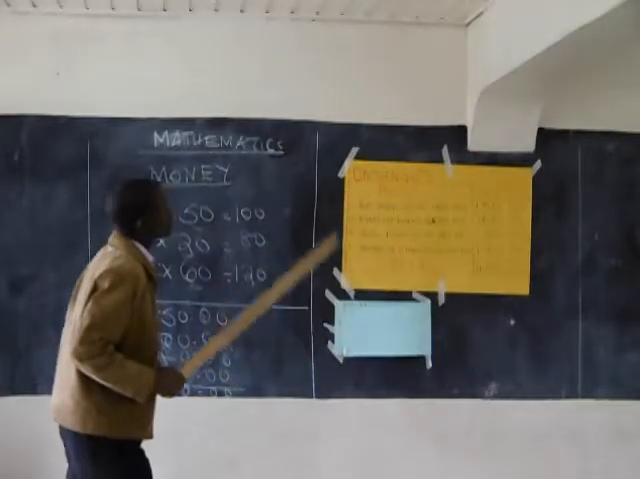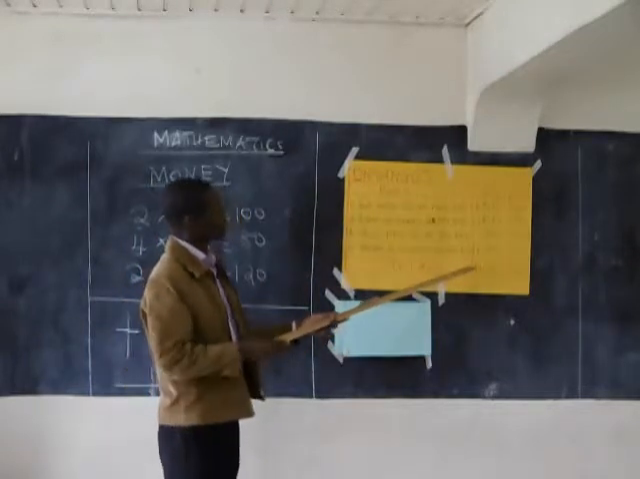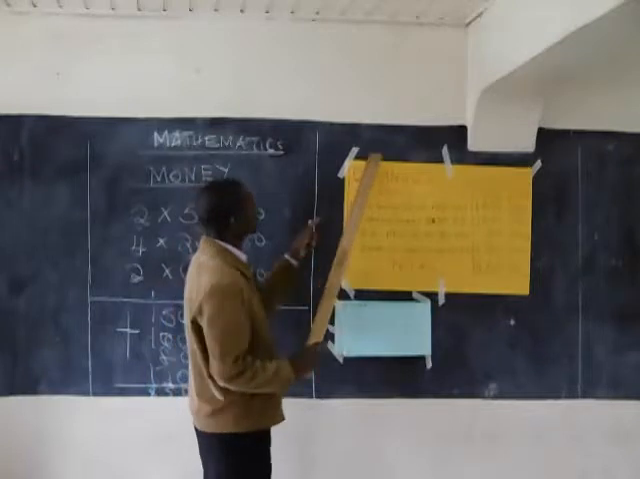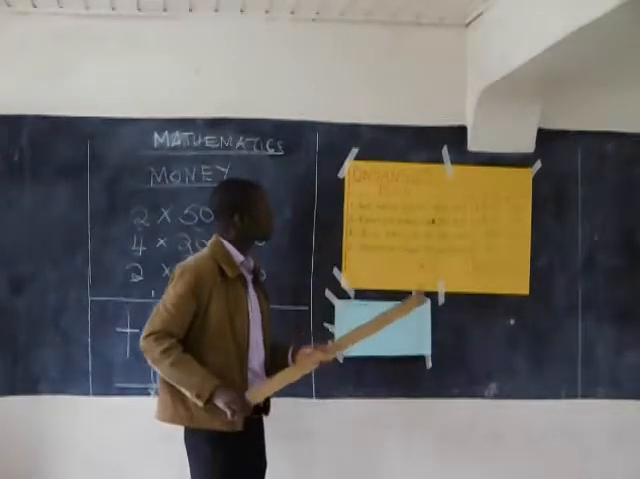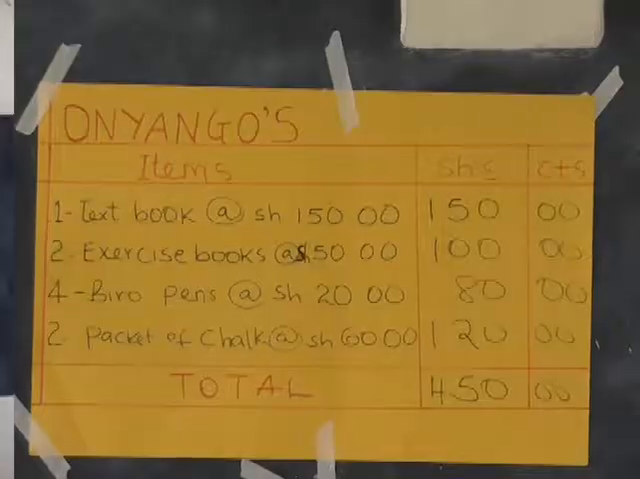So as I've said, for all the items I've bought, I'm going to pay 450. Now, what name do you give to this list that I've just prepared, indicating the price that I'm supposed to pay, or the amount I'm supposed to pay for the items that I've bought? Who can try?